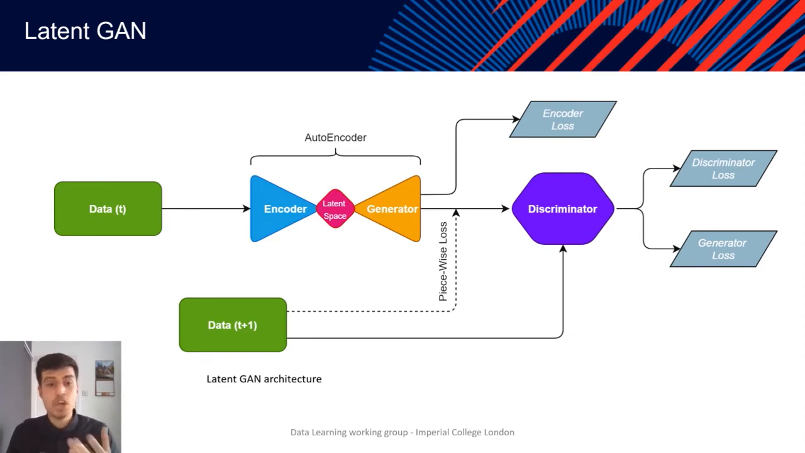From here, piecewise encoder loss is calculated, as well as one for the generator using data that is at time t plus 1. The generator output is passed through the discriminator, which attempts to classify its inputs as real or fake, and then outputs its losses.